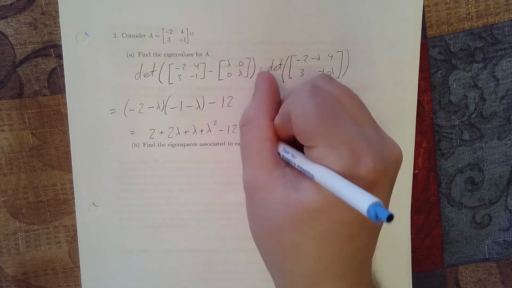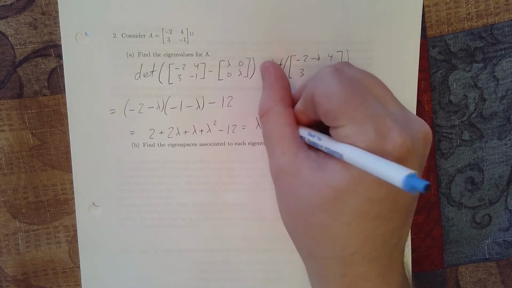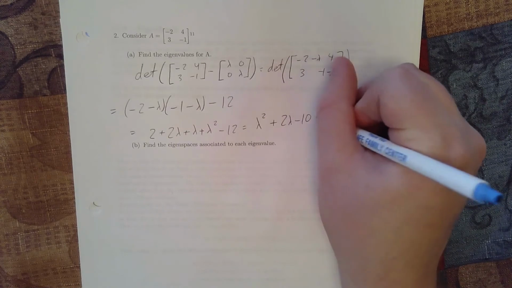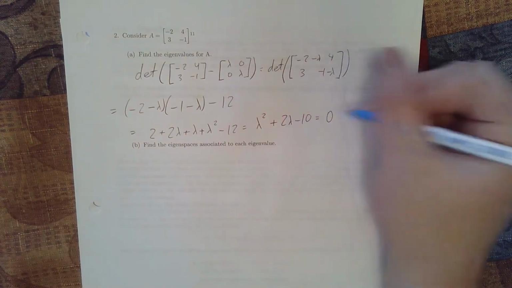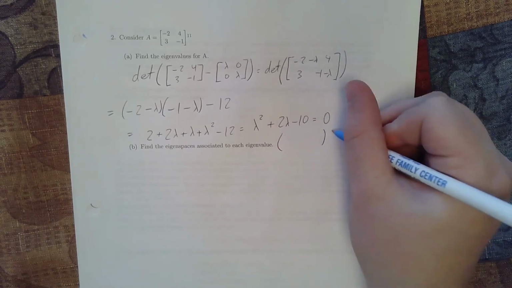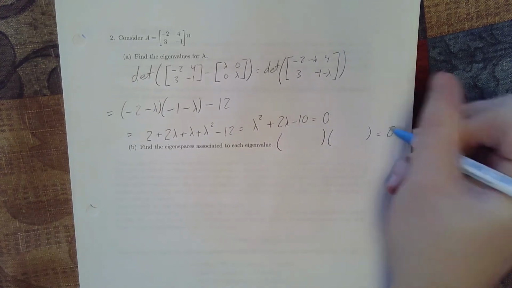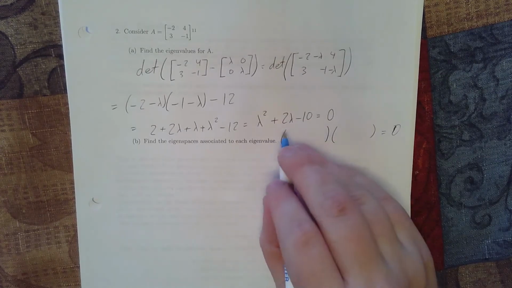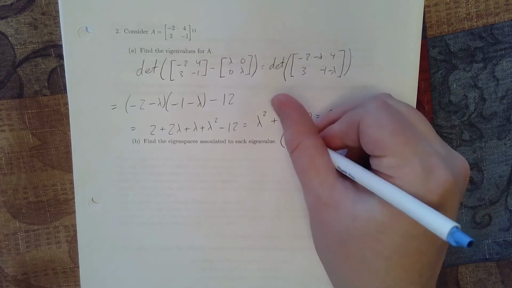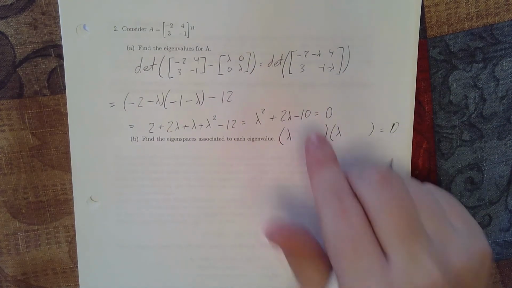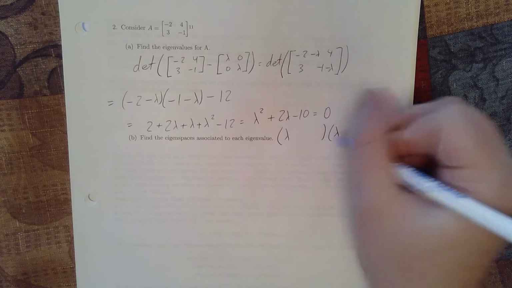And then minus 12. So we should end up with lambda squared plus 2 lambda minus 10 equals 0. When we're trying to factor these, something to keep in mind is that our numbers need to multiply to -10 and add to positive 2. If this is negative, that means the signs don't match, so one of these is negative and one is positive.